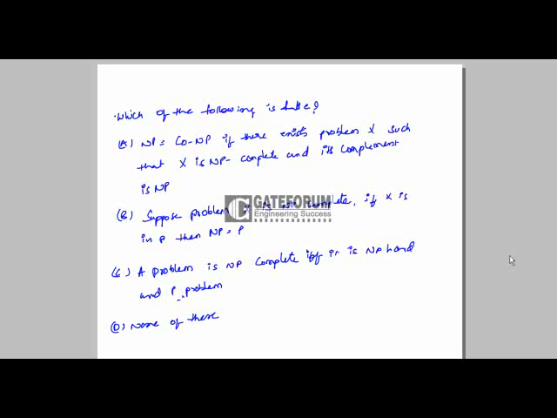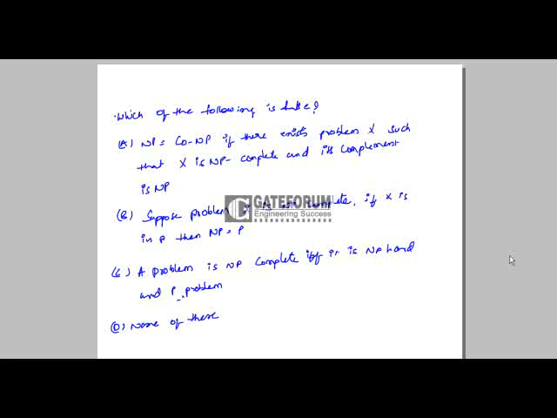Which of the following is false? Option A: NP is equal to co-NP if there exists a problem X such that X is NP complete and its complement is in NP. Option B: suppose problem X is NP complete. If X is in P, then NP is equal to P. This is true. Why? Because if some particular problem is NP complete, and if it is in P, we can say that NP is equal to P.